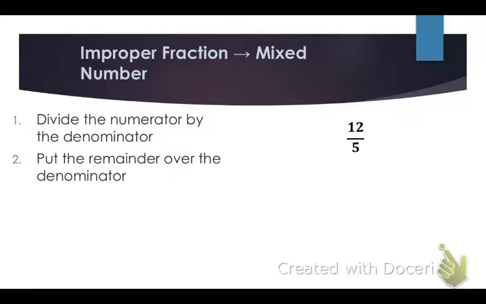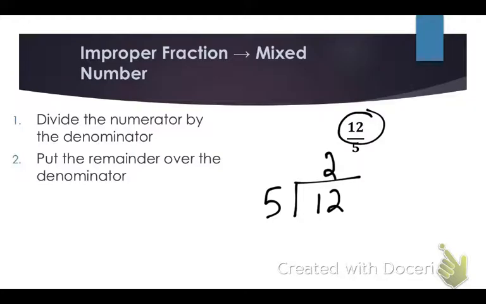So here we go. I'm going to show you. 12 over 5, right? So what you're going to do is you're going to divide the numerator. The numerator is the top one. That number, the number that is the numerator, goes inside the box. You're going to go ahead and divide by 5. 5 goes into 12 how many times? Well, it goes into 12 2 times. 2 times 5 is 10. We subtract and we're going to get 2.